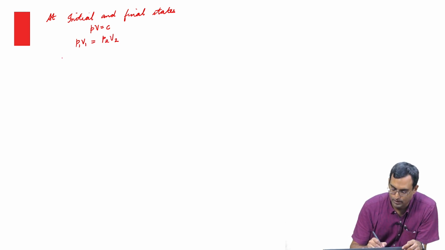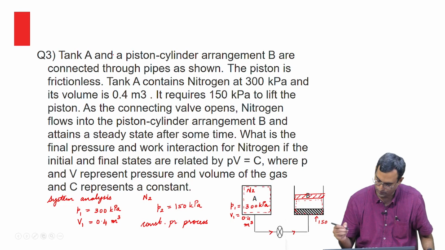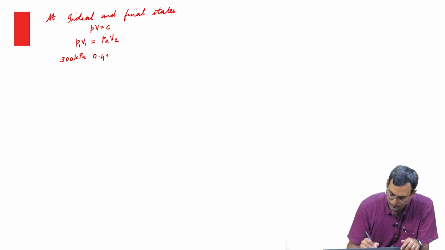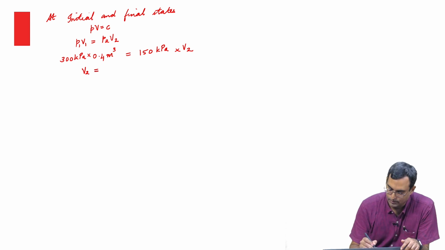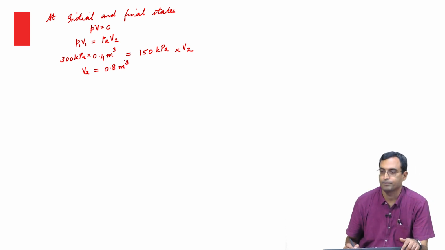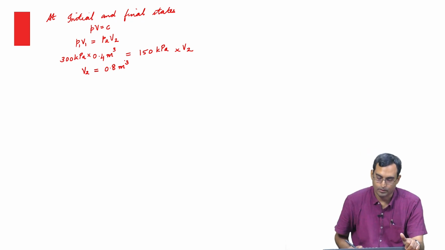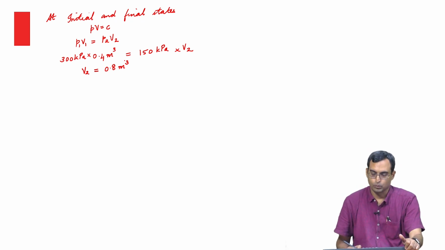I know P1, it is, if I remember correctly, 300 kilopascal. I know V1, it's 0.4 or was it 0.6, it's 0.4 meter cube. I know P2, it's 150 kilopascal. I do not know V2, but I can find out V2 from this. So, this is 2, so that is 0.8 meter cube. So, I know the value now of V1 and I also know the value of V2.